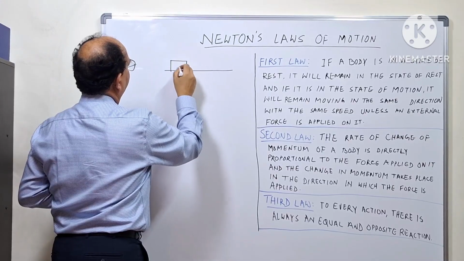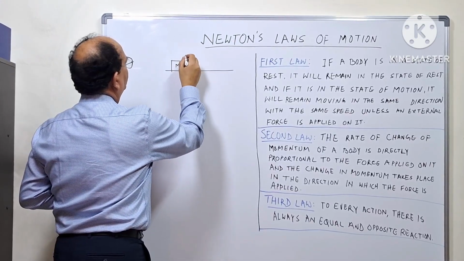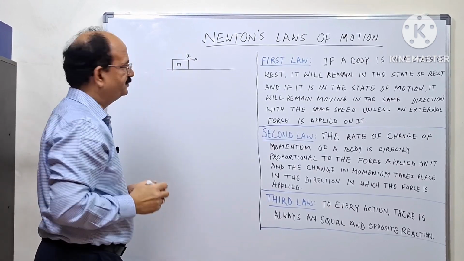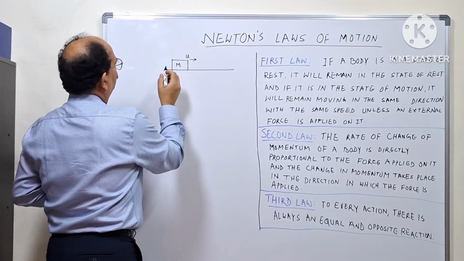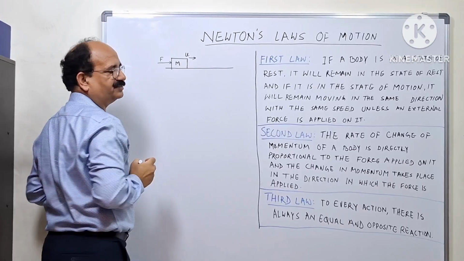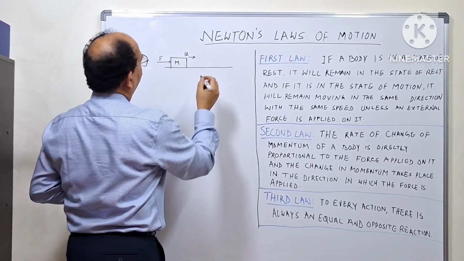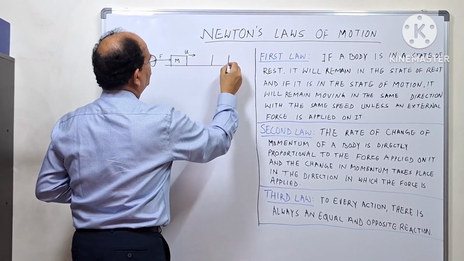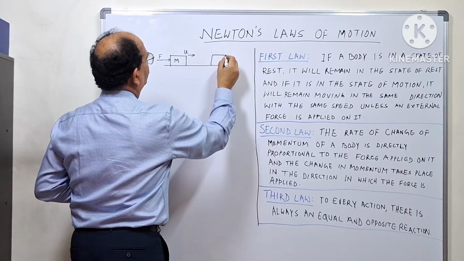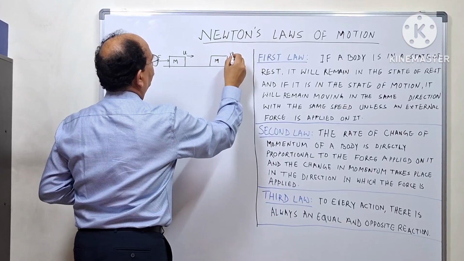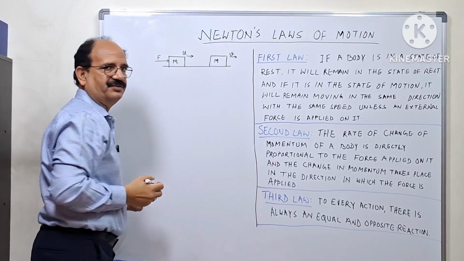Suppose there is a body of mass m and it is moving with the speed u in this direction. Okay. Now, you applied a force F on this body, and eventually, because you applied a force, its speed will increase, and this body eventually will attain a speed of v in the same direction. Okay.